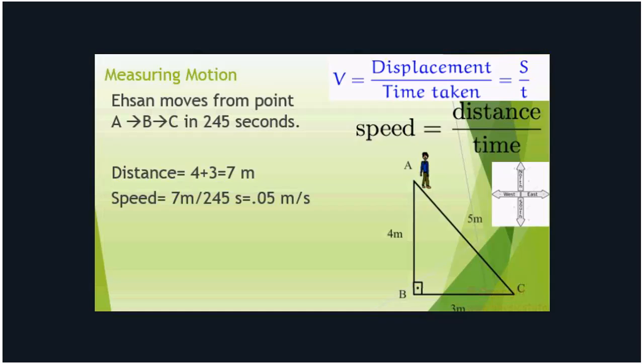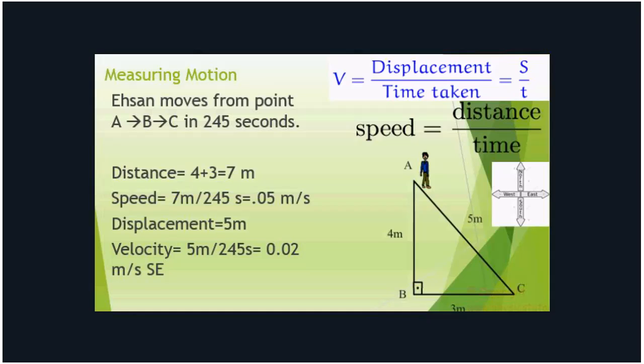On a quiz or a test, you're expected to be able to use a ruler to measure it. But I gave you the easy way out here. It's 5 meters. So the displacement is 5 meters. Velocity is displacement divided by time. You're going to take 5 meters divided by 245 seconds, which was given to you, and that equals 0.02 meters per second. And since it's velocity, you have to have a direction that is southeast.